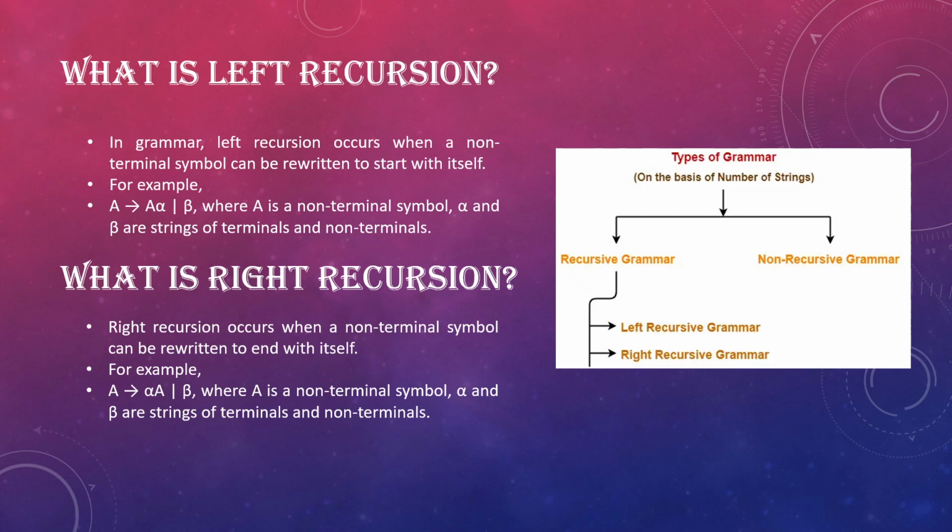What is left recursion? In a grammar, left recursion occurs when a non-terminal symbol can be written to start with itself. For example, A tends to A alpha or beta, where A is a non-terminal symbol, and alpha and beta are strings of terminals and non-terminals. What is right recursion? Right recursion occurs when a non-terminal symbol can be written to end with itself. For example, A tends to alpha A or beta, where A is a non-terminal symbol and alpha and beta are strings of terminals.